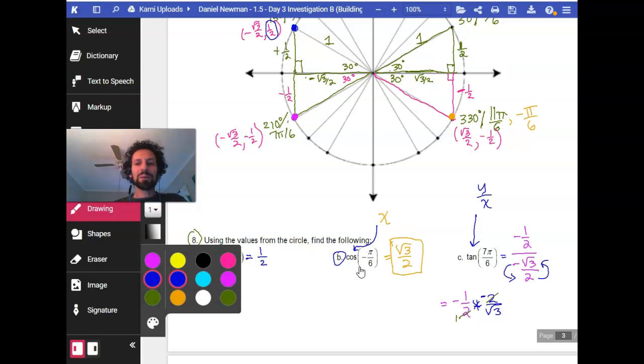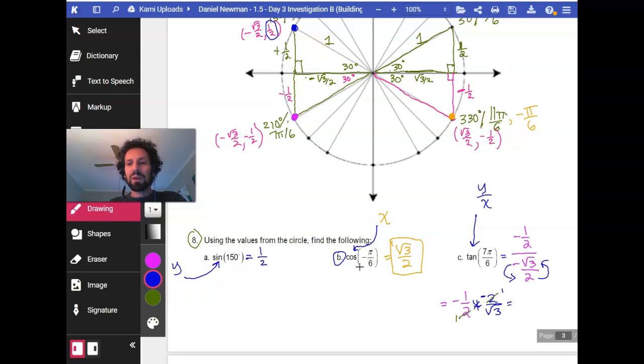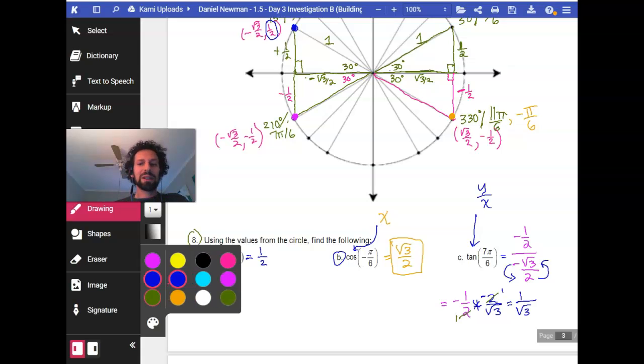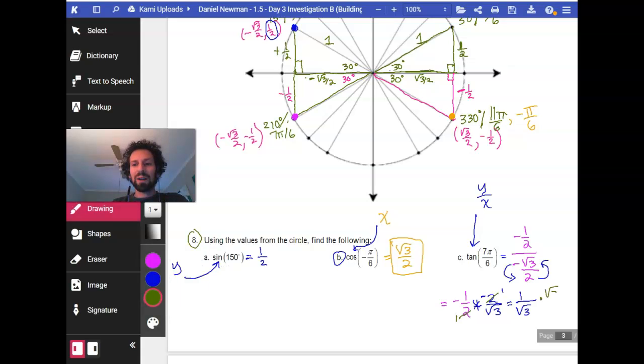So on the numerators, when we multiply a negative 1 times a negative 1, we're going to get a positive 1. And positive 1 times rad 3 is 1 over rad 3. That we need to rationalize, so we'll multiply by rad 3 over rad 3. Our final answer will be 1 times rad 3, which is rad 3, over rad 3 times rad 3, which is rad 9, or 3. And this gives us our final answer for the tangent of 7 pi over 6.